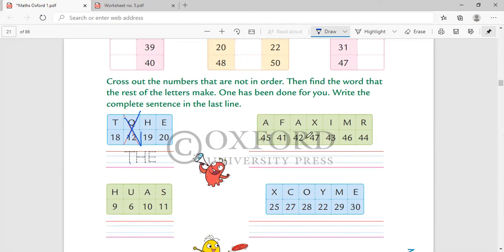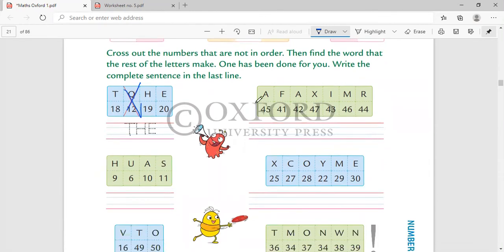Same way, let's look at the things here. 45, 41, 42, 47, 43, 46, 44. It has to be in order. Now, let's look at the correct order. 45 does not come before 41. We will cut this out, the wrong numbers. 41, 42 are in order. 47 doesn't come after 42. 43, 44 will come. Now I have crossed this. Let's read the word F-A-I-R.